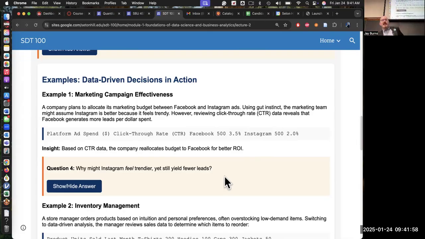Okay, now, question. Why might Instagram feel trendier? And obviously this is a made-up example, but in other words, what I'm asking you to do is come up with a reason why this situation could actually be true. Because I will tell you, Instagram should feel trendier, right? Between Facebook and Instagram, which one came out more recently? Instagram. Okay, so it should feel more trendy, right? Why is it that you could have a product where it would have a higher click-through rate for Facebook versus Instagram, even though Instagram feels trendier? Discuss.